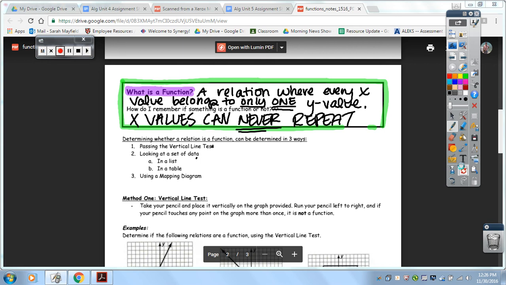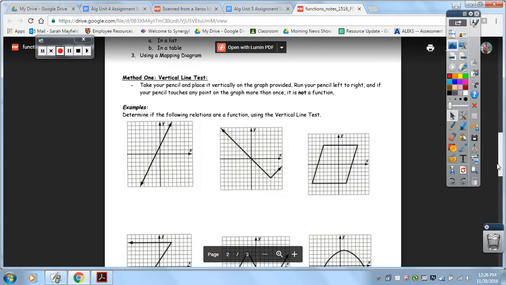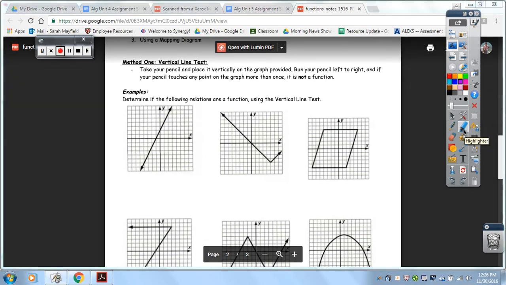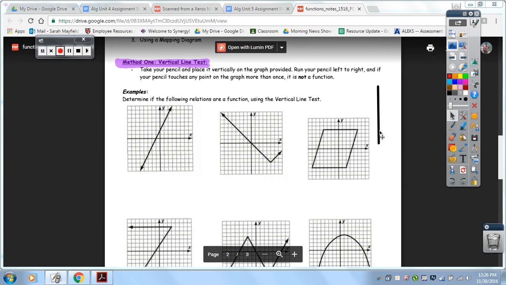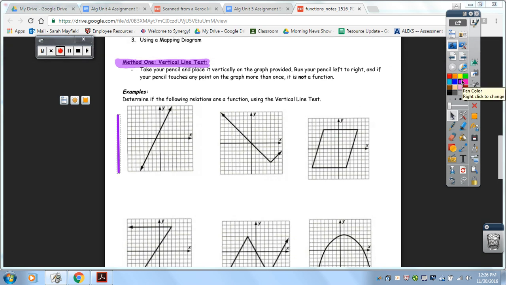So I'm going to erase this. I want you to highlight where it says method 1 vertical line test for me, please. And what you're going to do, let me see if I can actually draw this here real quick. You're going to take your pencil, which is this black line, and let me see if I can change the color of it here. Oh, yes, I can. Awesome. All right, fabulous. So I'm going to take this pencil, and I'm going to hold it vertically.